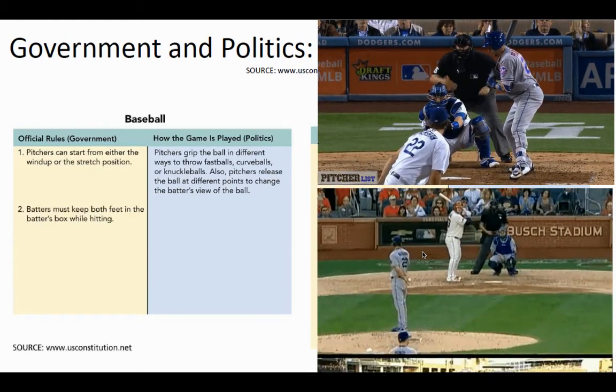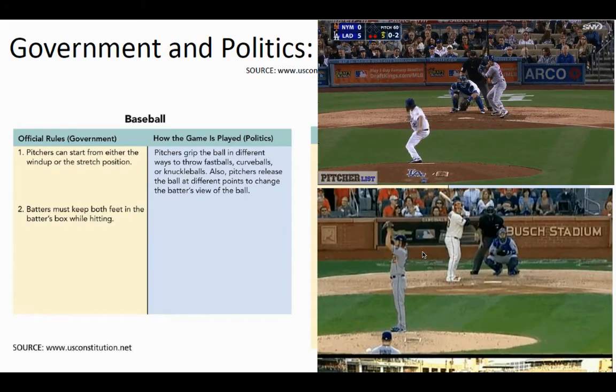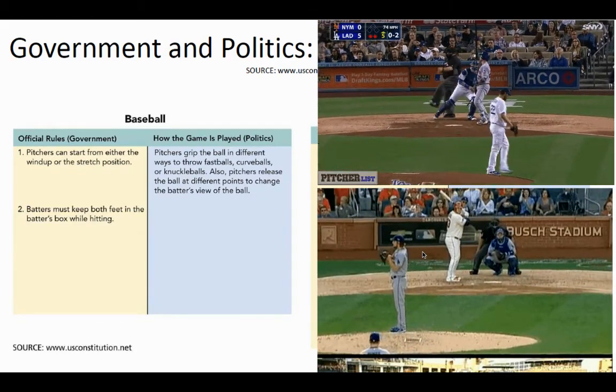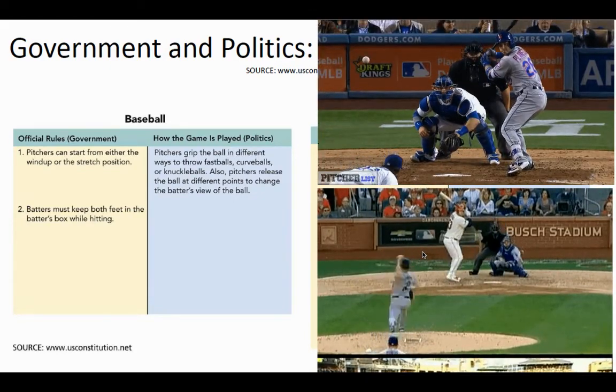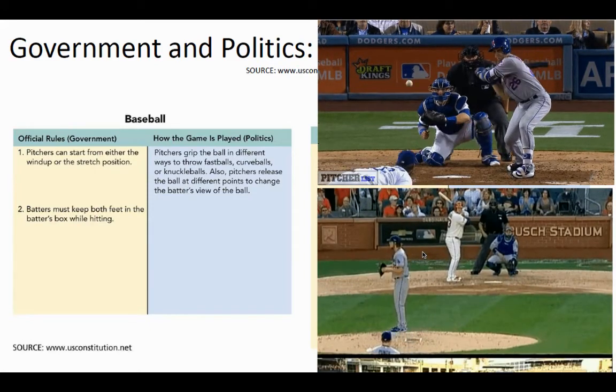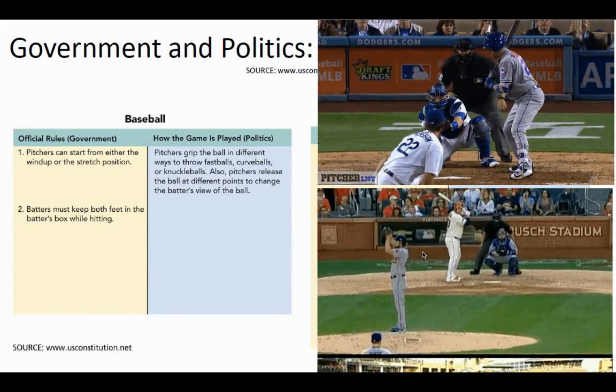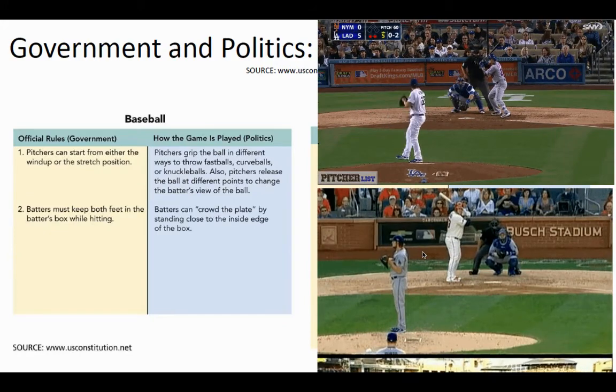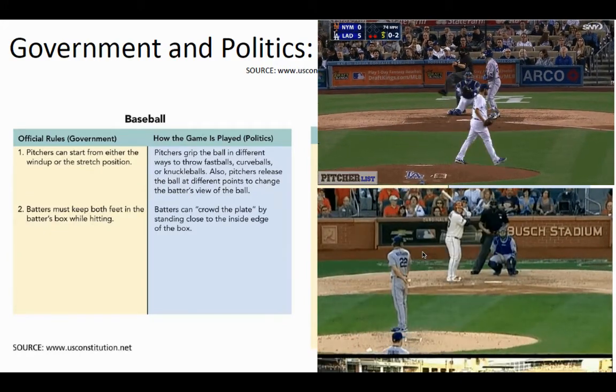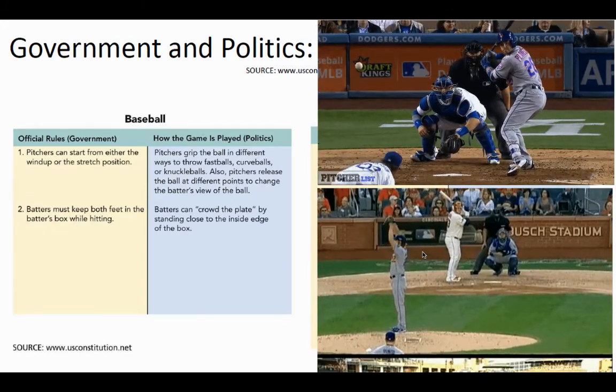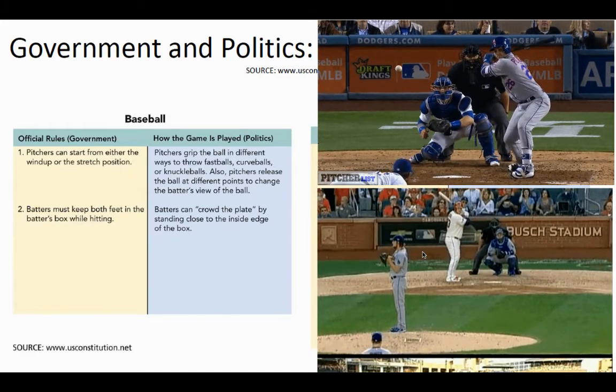Another one for baseball, because I love baseball. It's my favorite sport. Batters, as you can see that batter right there, he has to keep both feet in the batter's box when he hits. If he steps outside of the batter's box and swings and hits the ball, he's out automatically. That's the rule of the game. But it doesn't say within the confines of that how they play the game. That's politics.